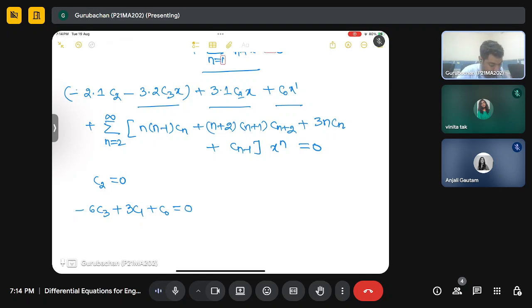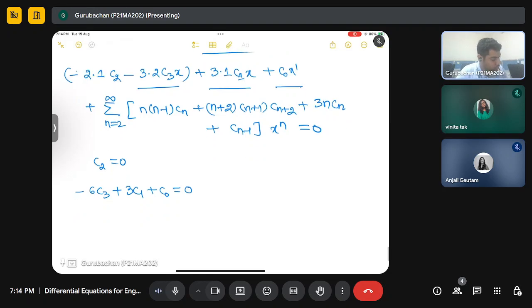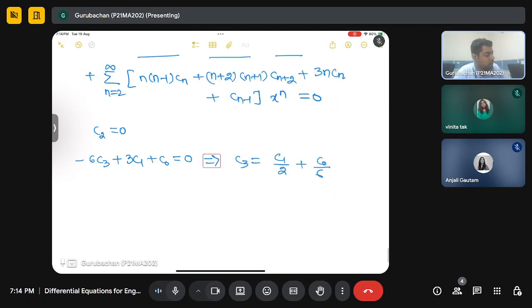So let me check it. Yes, if you rewrite it, C3 will be minus half of C1 plus C naught by 6, that is 3 factorial. We will see later on if we are willing to write it like this. So it is correct. Our relation till now is correct.